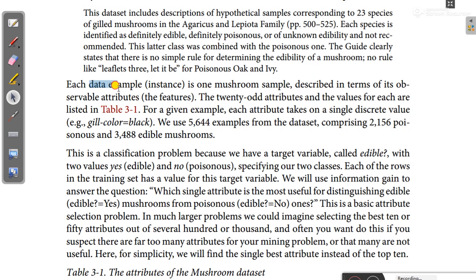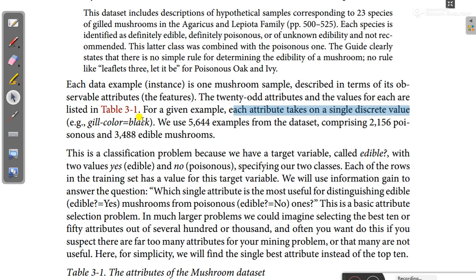So for each data sample, an instance is one mushroom sample. Suppose there are 23 mushroom samples, there will be 23 instances, or for each mushroom species there might be lots of other instances also, and for every instance there are several attributes. The 20 odd attributes and the values for each are listed in table 3.1. We'll see that, but see the description here first. For a given example, each attribute takes a single discrete value.